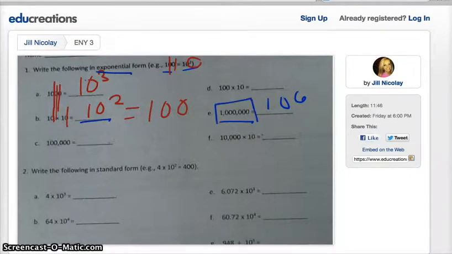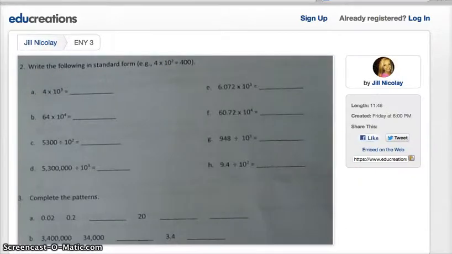Just count the zeros. Write the following in standard form, and standard form means those basic numbers. So what I do is I take it step by step. 10 to the third power I know is 1,000, because 1,000 has 3 zeros. 4 times 1,000 is 4,000.